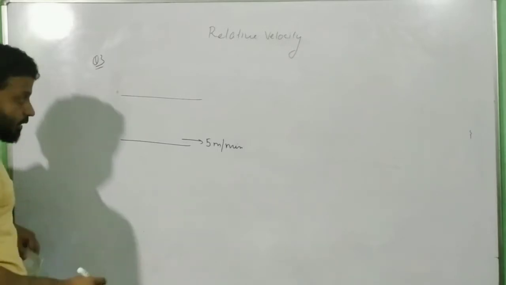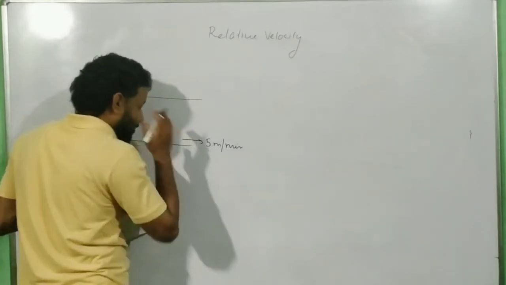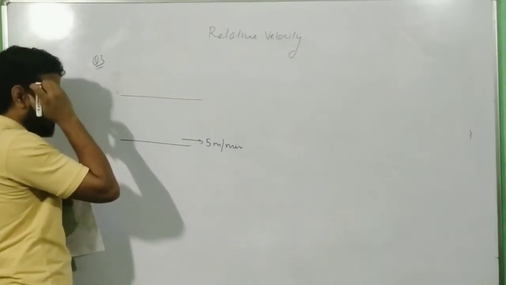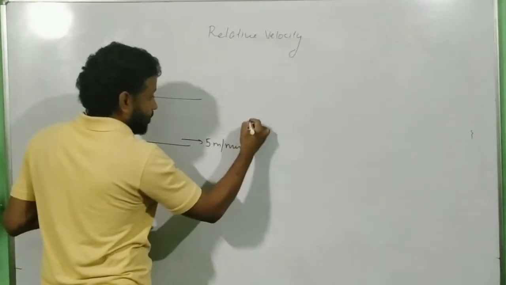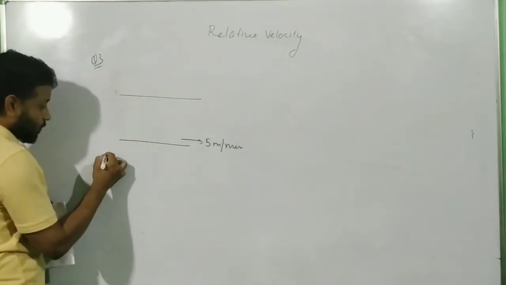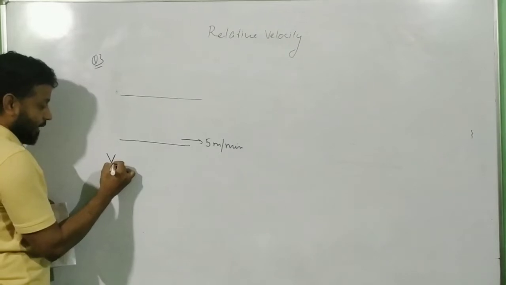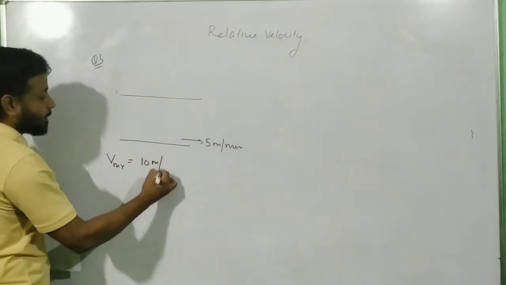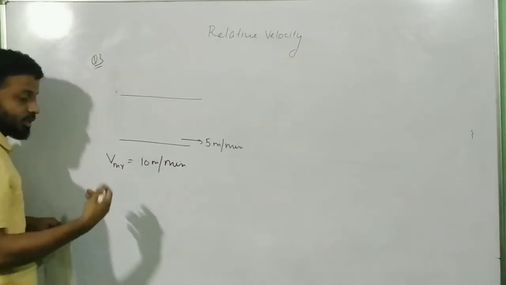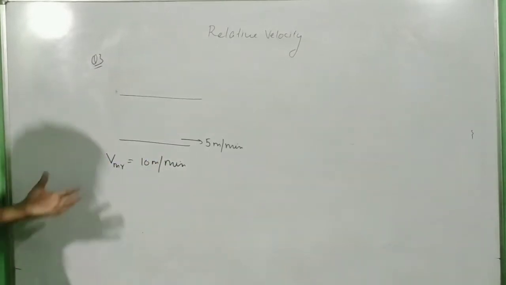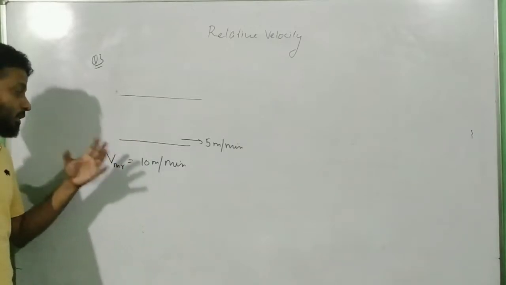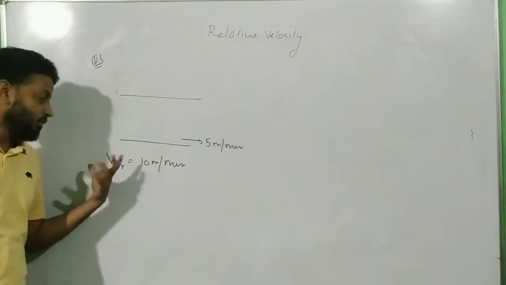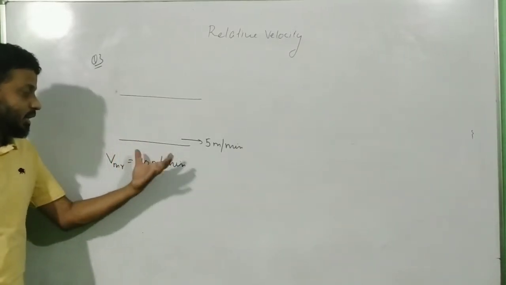And there is a swimmer. They have not mentioned how he is moving. The question says there is a swimmer who can swim with a velocity of 10 meter per minute. This is the velocity of the man with respect to river in still water. That means the velocity of the man with respect to river is 10 meter per minute.